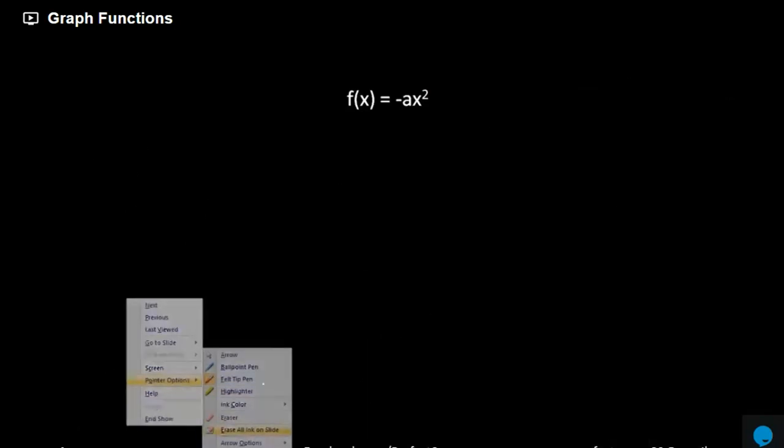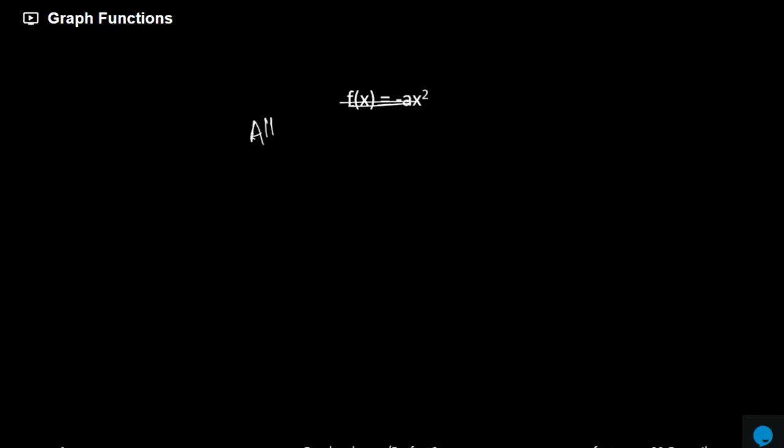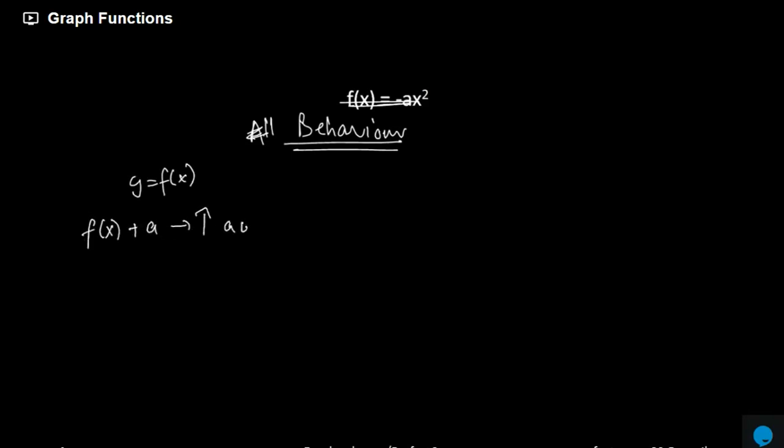So I'm going to put it in terms of all the points. I'm going to write down all the behavior of the graph. I would like to call it how the graph behaves. So if I say y is equal to f of x, and if I say f of x plus a, then the graph goes up by a units.